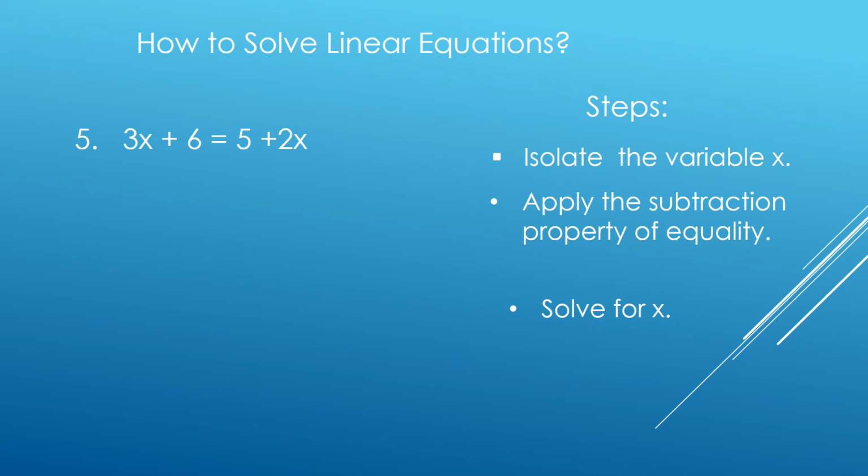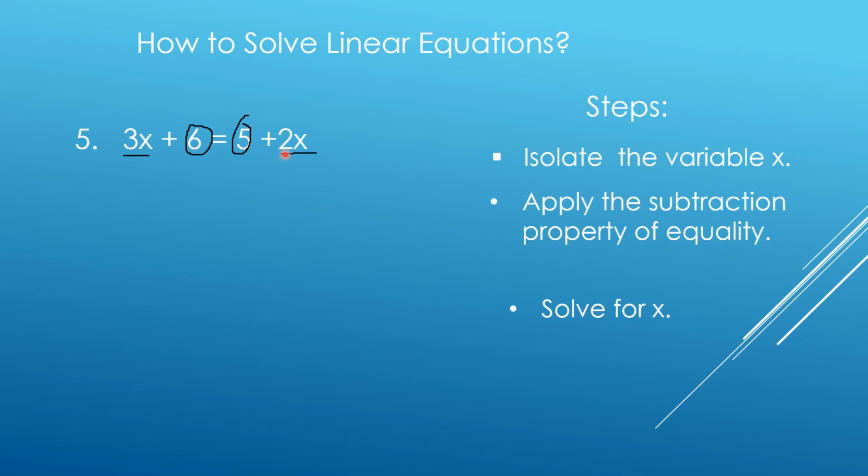Okay, next. Look at this one, number 5. Take note, we have 3x here, we have 2x here, and we also have a number here and a number here. So we need to combine the x. We need to isolate x. So we need to remove this one on this side of the equation and move it to the left side. And this here, we need to move it to the right side.